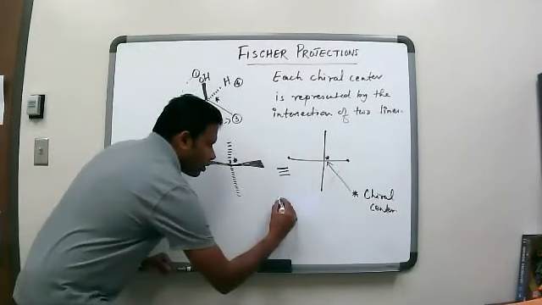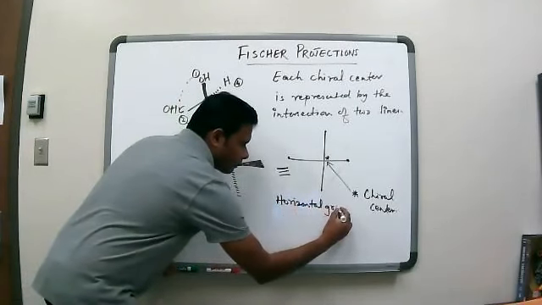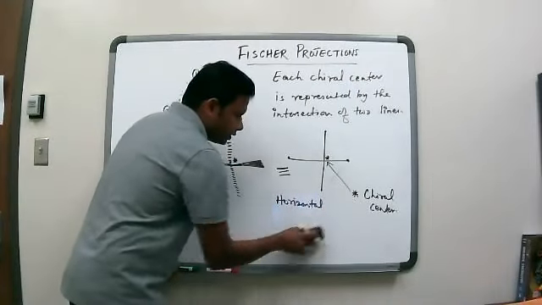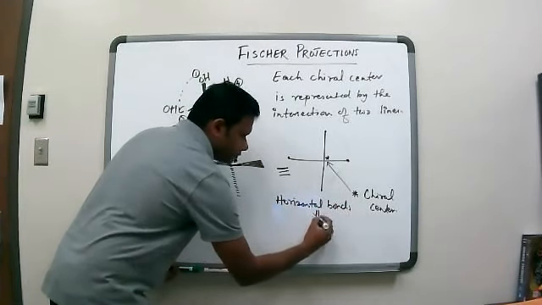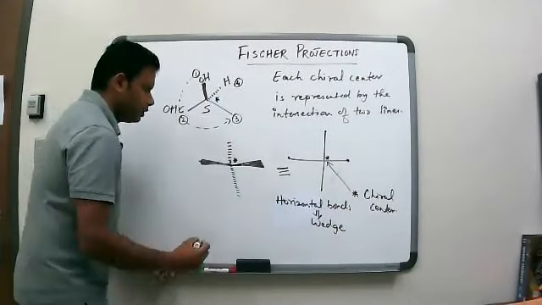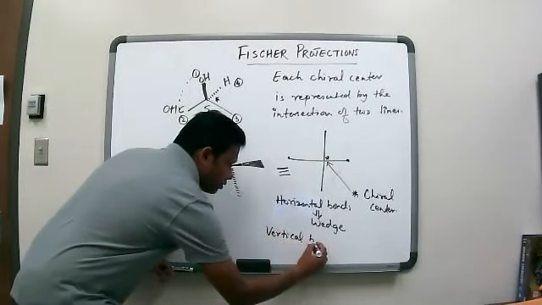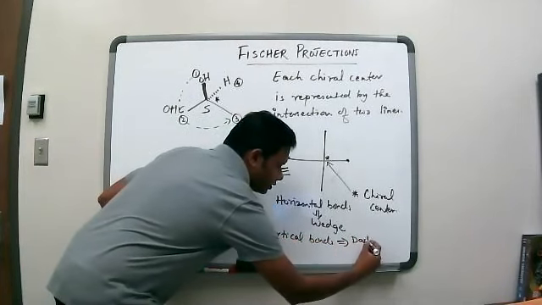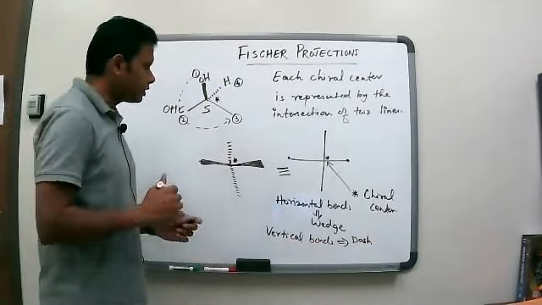So horizontal groups or bonds, maybe we should say bonds, okay, horizontal bonds are a wedge, okay, and vertical bonds are dash. They're supposed to be on a dash. That's how we imagine this in 3 dimensions.